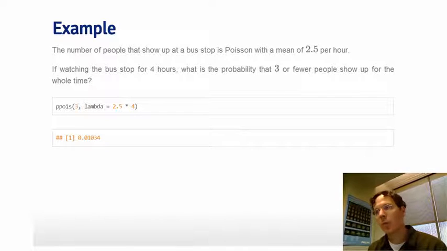So imagine if the number of people that show up to a bus stop is Poisson with a mean of 2.5 people per hour. We watch the bus stop for 4 hours. What's the probability that three or fewer people show up the whole time? So that's just the Poisson probability of 3, 2, 1, and 0. And the rate we want at this point is not 2.5 because it's 2.5 events per hour, but we watched it for 4 hours, so we want to put in a rate of 2.5 times 4, and here we get the probability of 1%.